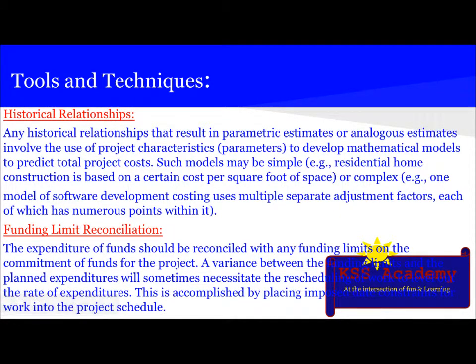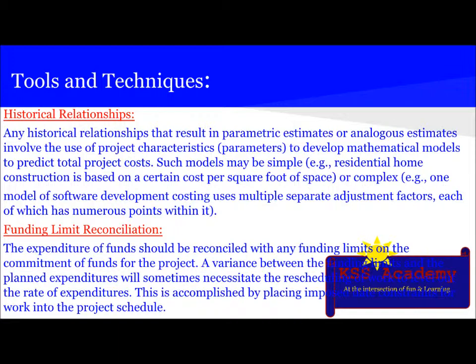The next tool and technique used is historical relationships. Any historical relationship that results in parametric estimates or analogous estimates involves the use of project characteristics or parameters to develop mathematical models to predict the total project cost. Such models may be simple, for example residential home construction is based on a certain cost per square foot of space, or the complex model can be a model of software development. Costing uses multiple separate adjustment factors, each of which has numerous points within it.